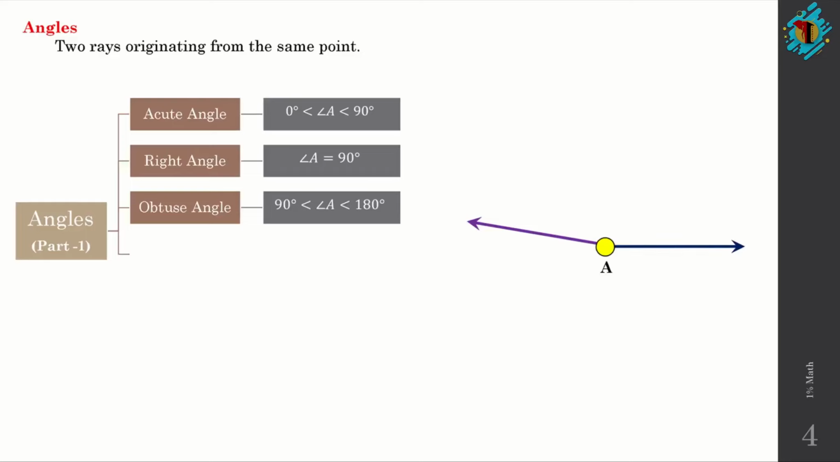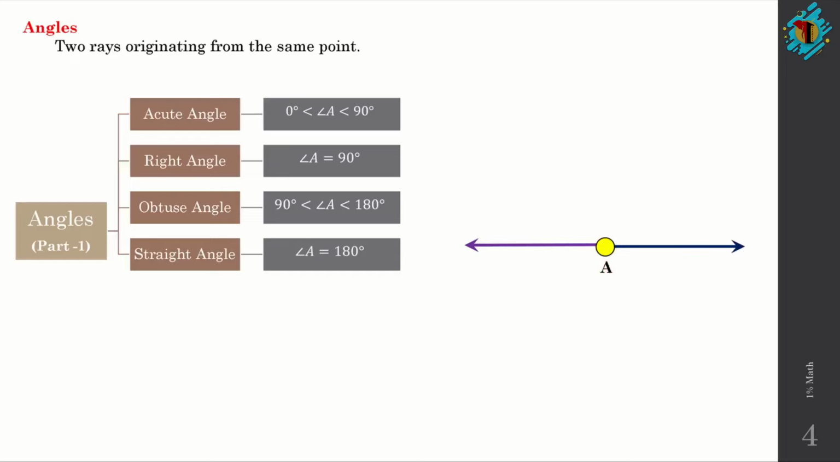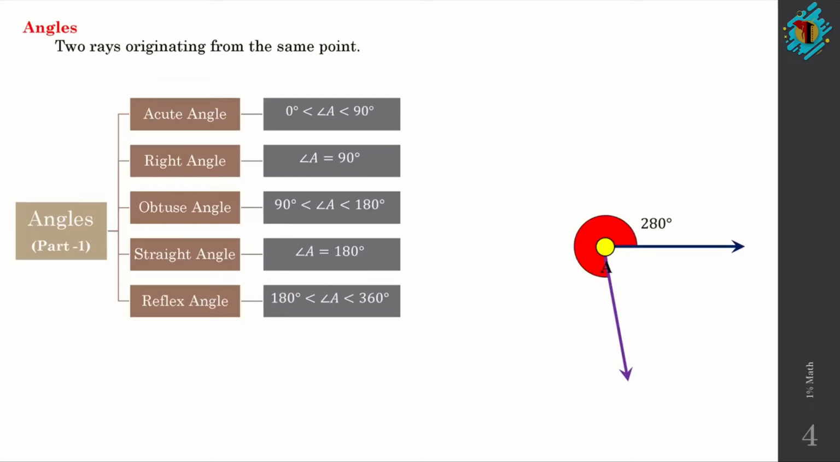So what do you call an angle if it is 180 degree? It is straight angle. So here angle A is equal to 180 degree. Now let us continue with this. If the angle is more than 180, we call it as a reflex angle. You can see in the diagram how it is, correct? This angle is almost 280 degree. So reflex angles are greater than 180 and less than 360.